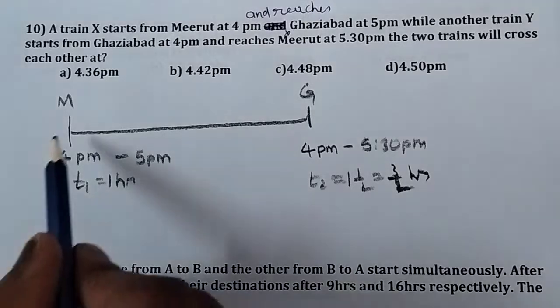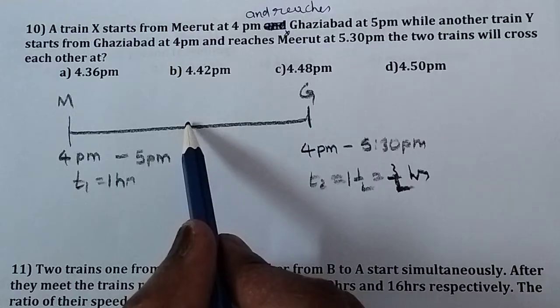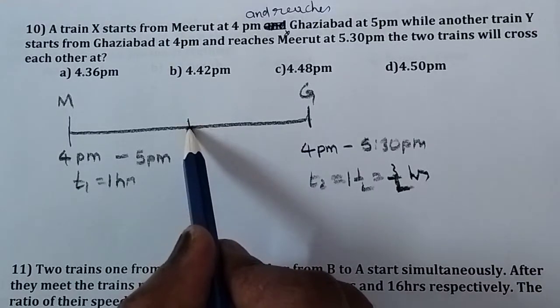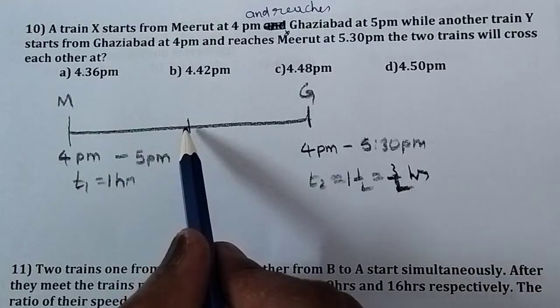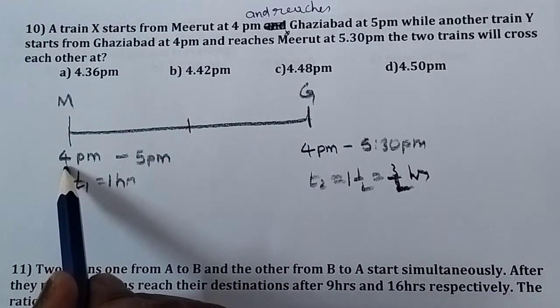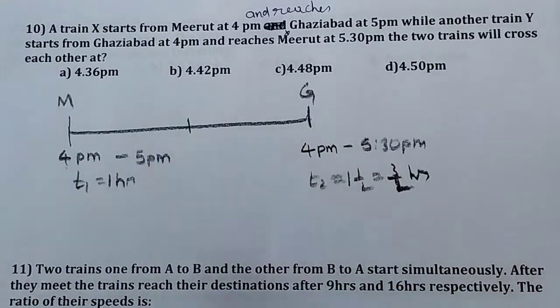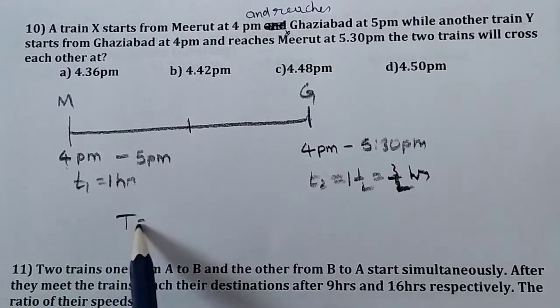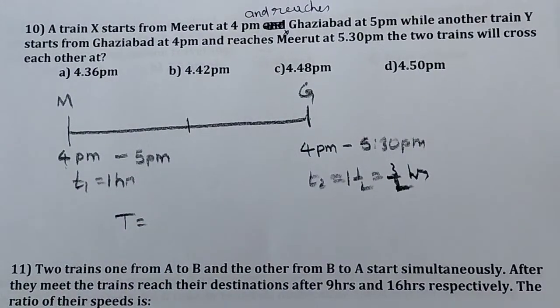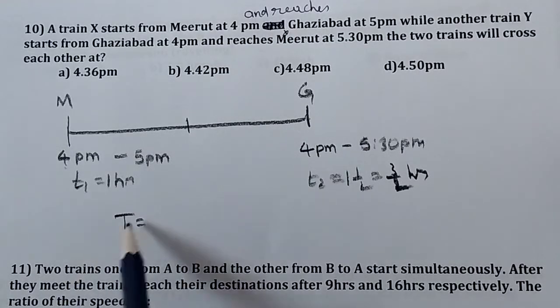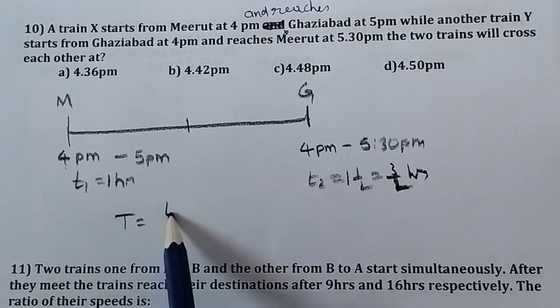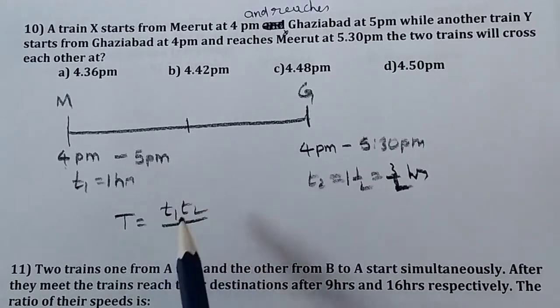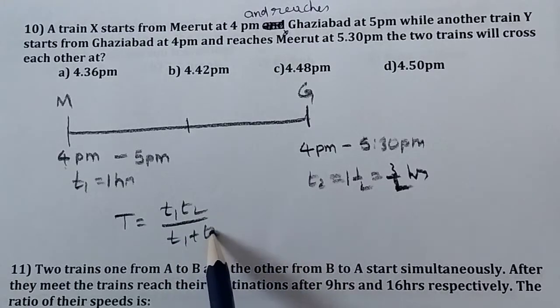Suppose both started here and here, they cross each other at this particular point. So what is the time taken after 4 p.m. to cross each other? That time I am taking as t. Simply I apply the formula t1 t2 divided by t1 plus t2, a simple method to find the time after 4 p.m. it takes to cross each other.